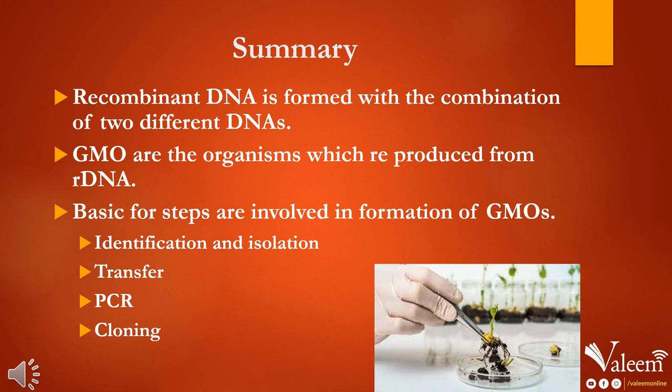Alright, so in this lecture we learned about three things, and this is the summary on the screen. Number one, the recombinant DNA is formed with the combination of two different DNAs. Number two, GMOs or genetically modified organisms are those organisms which are reproduced from the recombinant DNAs. Number three, the basic steps involved in the formation of transgenic animals and plants or GMOs are: number one, identification and isolation; number two, the transfer; number three, polymerase chain reaction; and the last one is cloning.